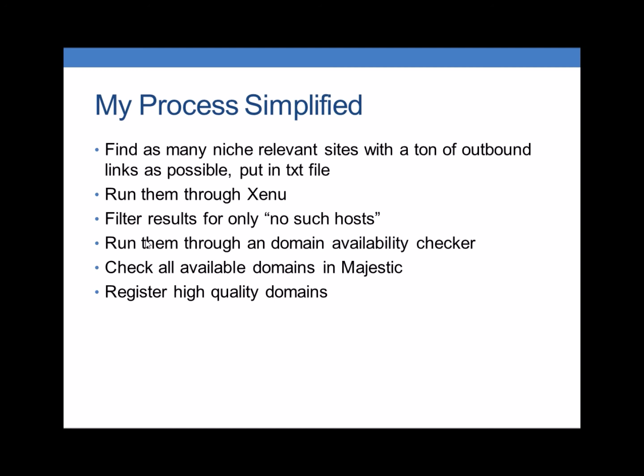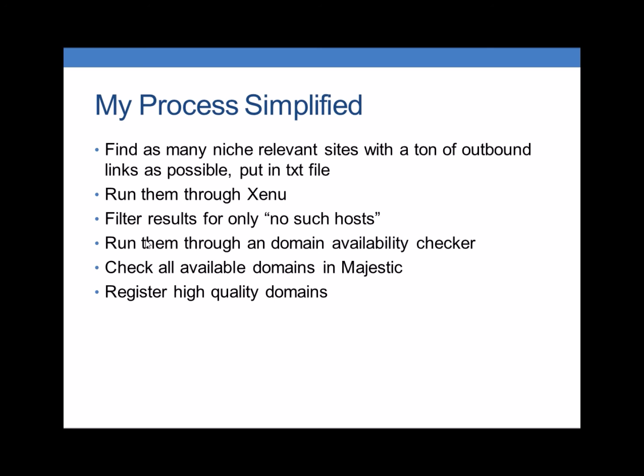But before we do that, we're going to run that list through the Majestic bulk domain checker, which will get the backlink profile for each one of them. Sort it, find the best ones that match your criteria, and once you have a list of good ones, you're going to register those high quality domains and set them up as your private blog network.